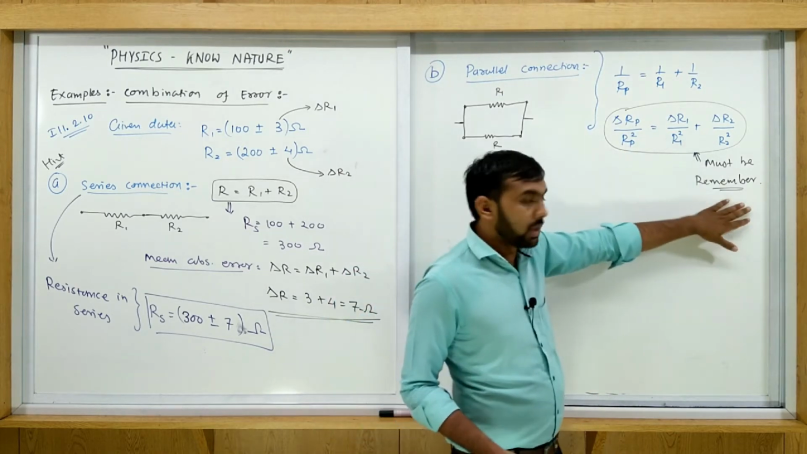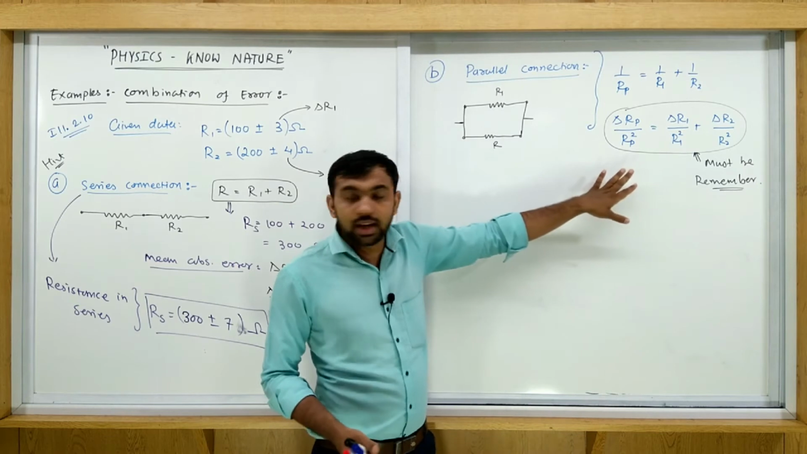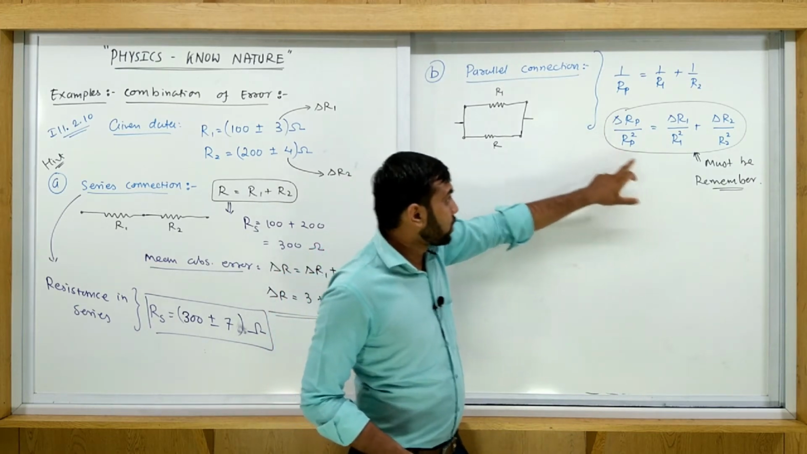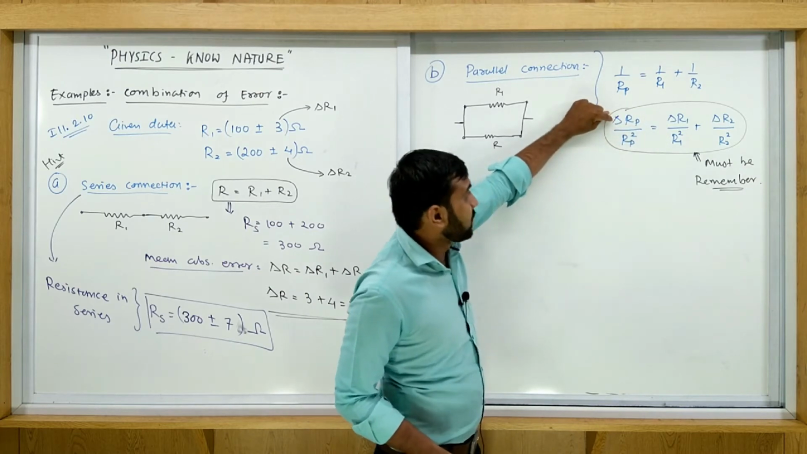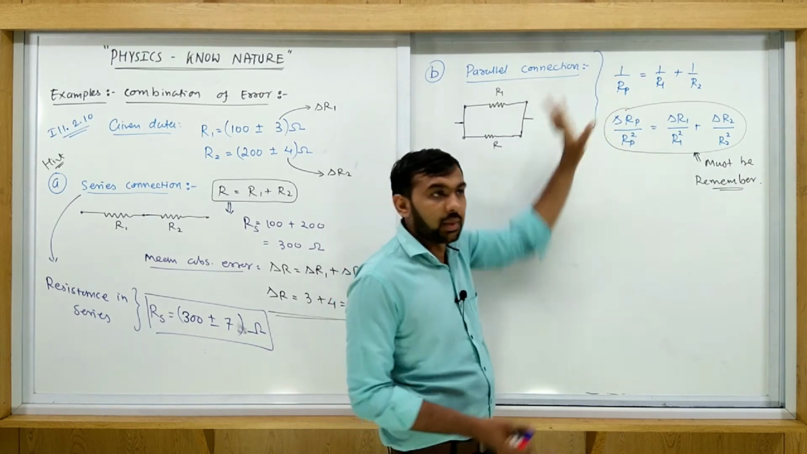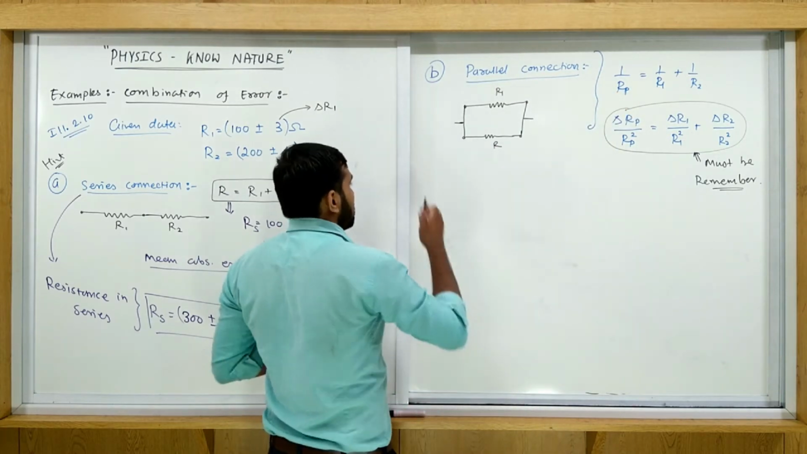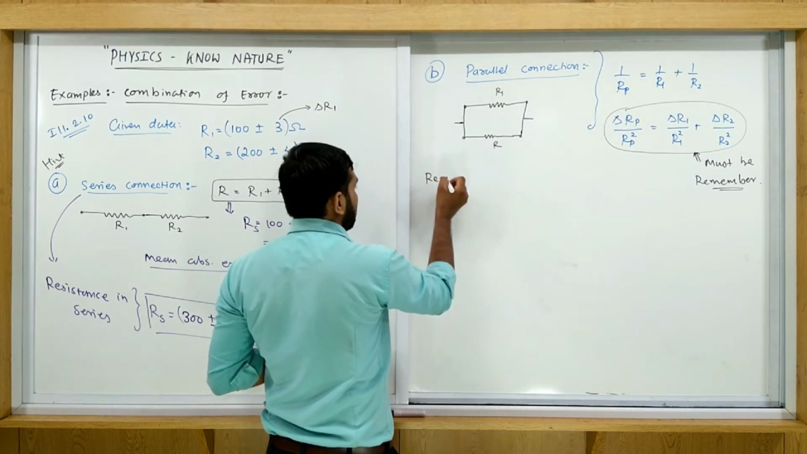So it must be remembered. And when you remember this relation and use it, you just find the delta Rp from here. Find the delta R. Okay, let's see, first find the resistance. So what is the resistance?